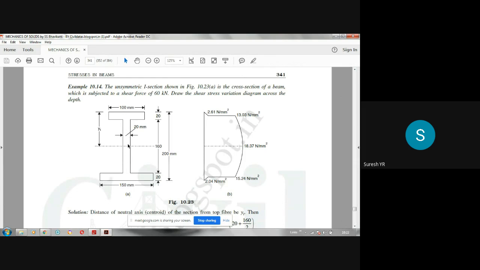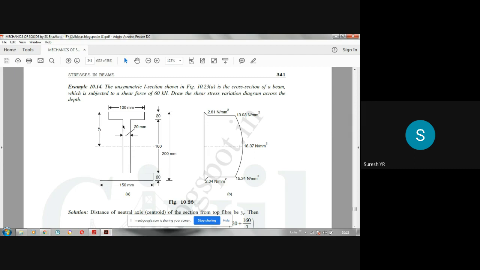When you are taking A into Y bar value, take all the area above this neutral axis. So all the area means this flange area and this web area. That corresponding area should be multiplied by the respective distance of CG. So for the flange portion, area is 100 into 20, into Y bar, which will be from the neutral axis to the centroid of this. That means 111 minus 10, it becomes 101. So A into Y bar is 100 into 20 into 101, that is for the flange.